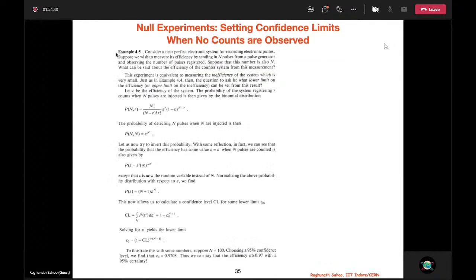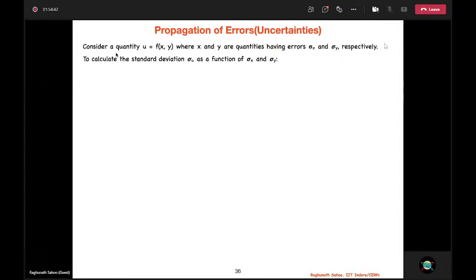Okay, so this example I would like to skip, and I would like to go to the propagation of errors, which is very important for me. Now let's quickly switch over to propagation of errors because we have lots of material in hand to discuss. So let's consider a quantity u, which is a function of two variables x and y, and x and y are the variables which I am measuring, and the corresponding errors are sigma x and sigma y.